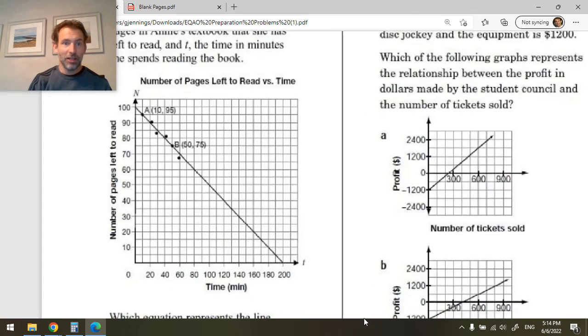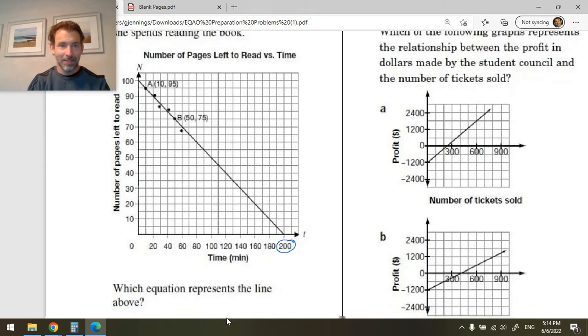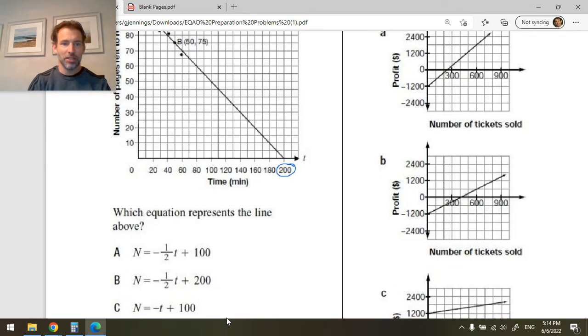All right, the following scatter plot shows the relationship between N, the number of pages in Annie's textbook that she has left to read, and T, the time in minutes she spent reading this book. Poor Annie. Looks like it's going to take her about 200 minutes to finish this textbook. Okay, because that's when she will have 0 pages left to read. Okay, which equation represents the line above?